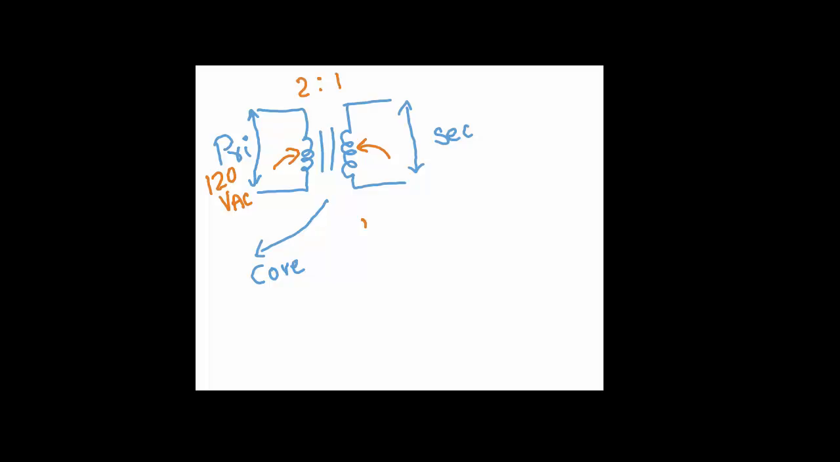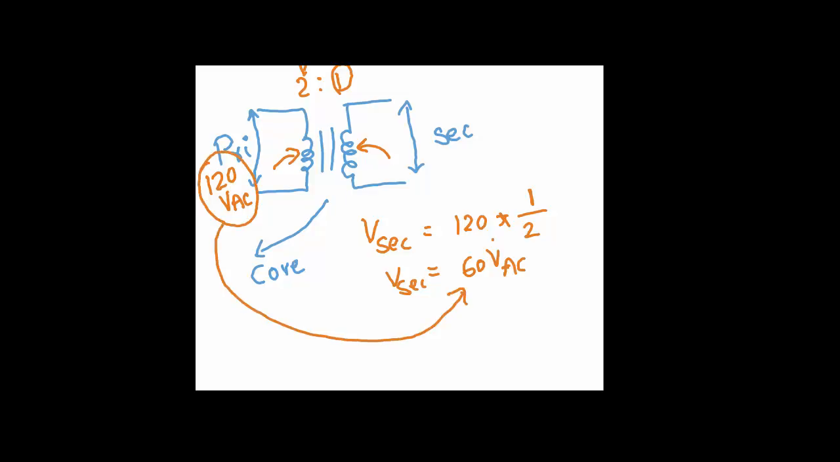So the secondary voltage of the transformer is going to be calculated as the primary voltage multiplied by the secondary turns, which is 1, divided by the primary turns. So in this case, 1 divided by 2. So it's 120 over 2, so the secondary voltage is 60 volts AC. So in this case, this particular transformer having a turns ratio of 2:1 is going to step down the AC signal from 120 volts AC into 60 volts AC.